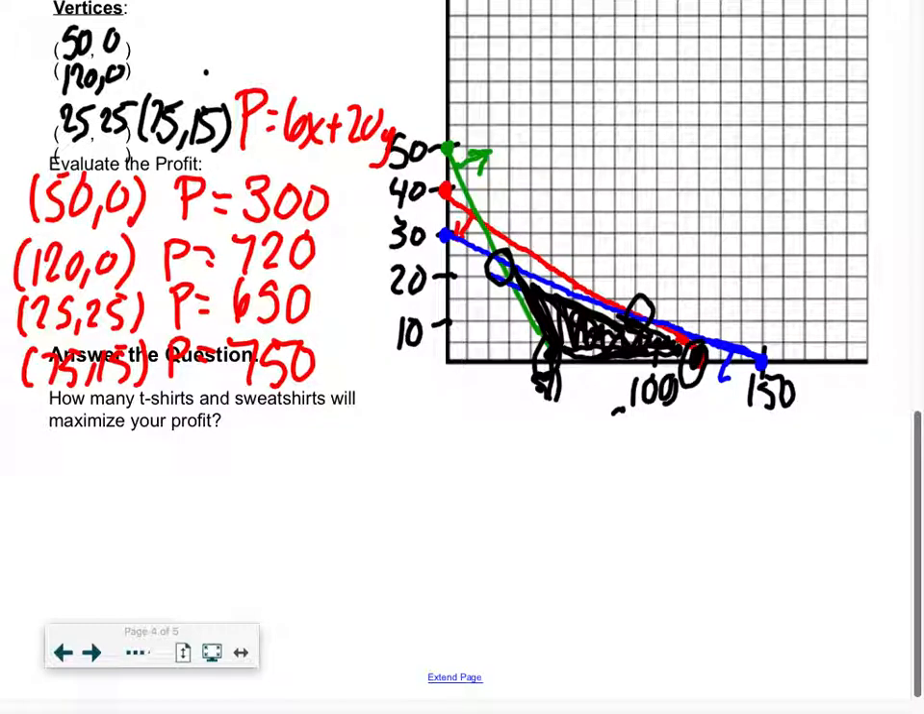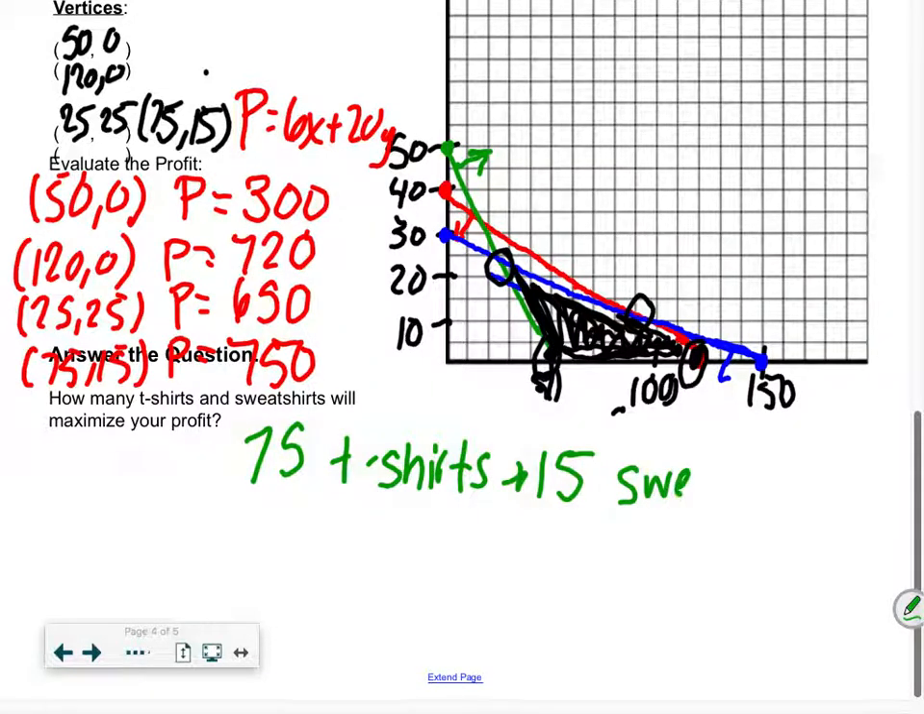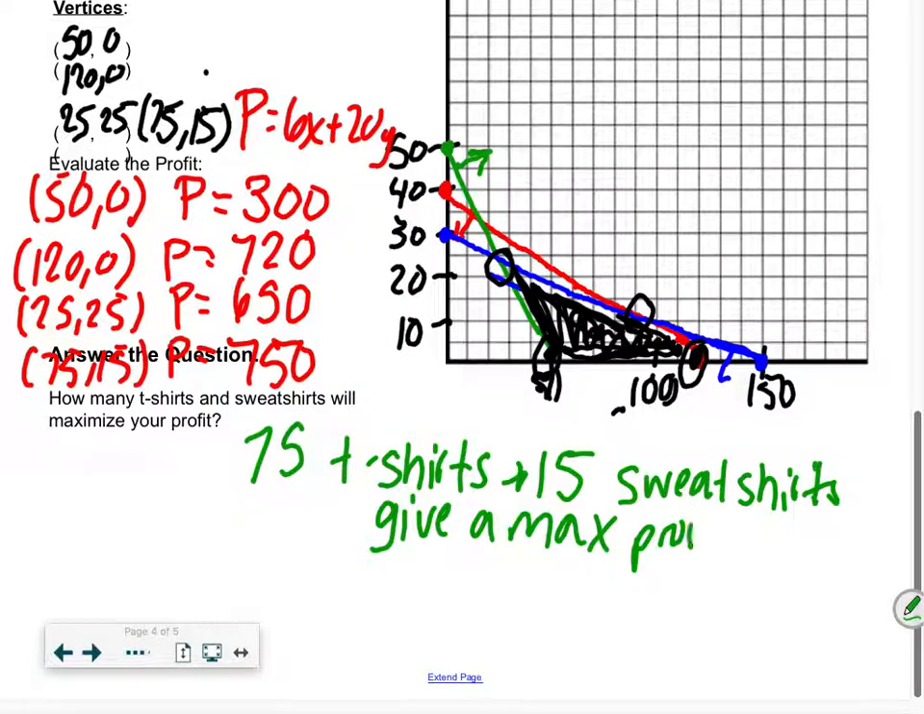Okay, so the all-important question. What's going to maximize my profits? How many t-shirts, how many sweatshirts? Where's my biggest profit? 75, 15. So 75 t-shirts and 15 sweatshirts give a max profit of $750.